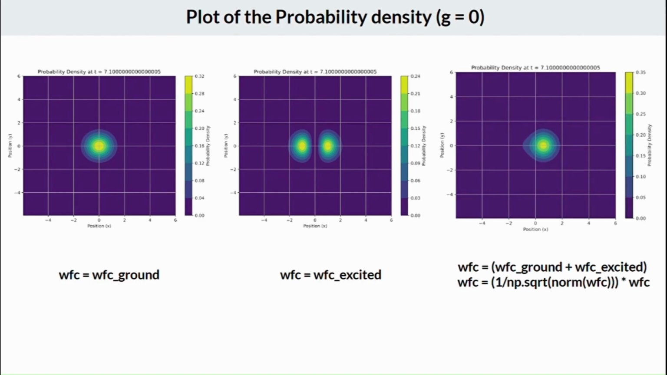We are using 3 types of wave functions in our code. The first one is the ground state wave function of the harmonic oscillator. The second one is the first excited state. And the third is the superposition of both the ground state and the first excited state. And the dynamics is as expected, which is stationary for the ground state and the first excited state, whereas the probability density is changing with respect to time for the superposed state.